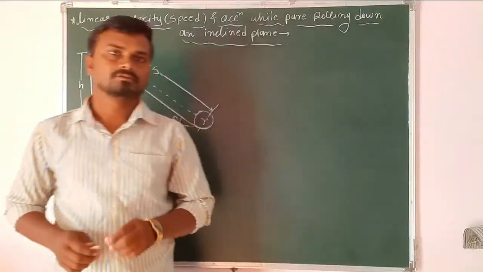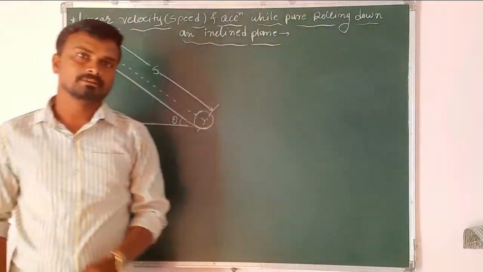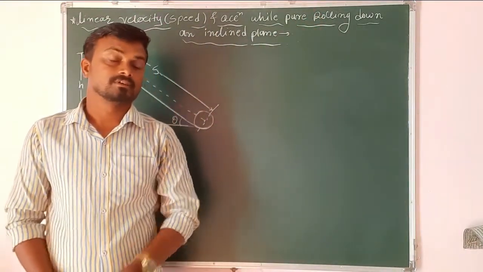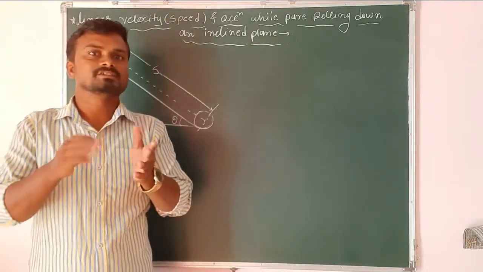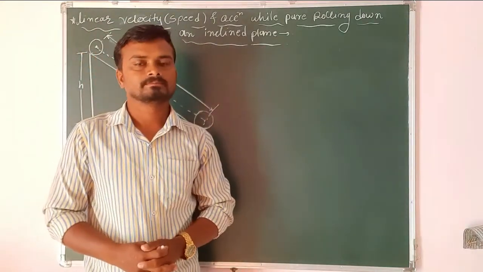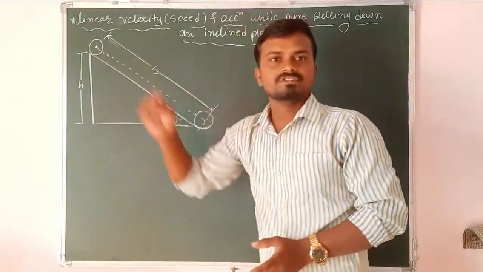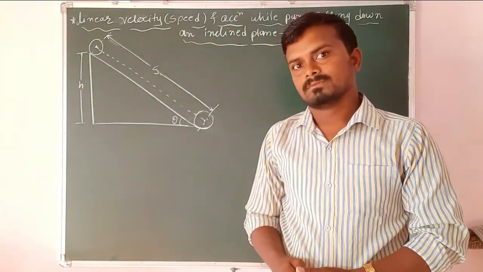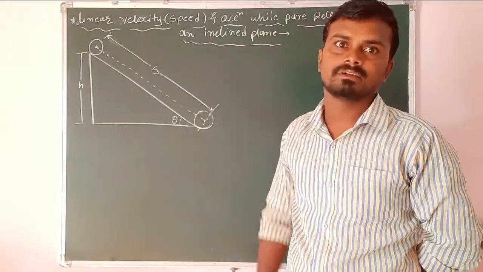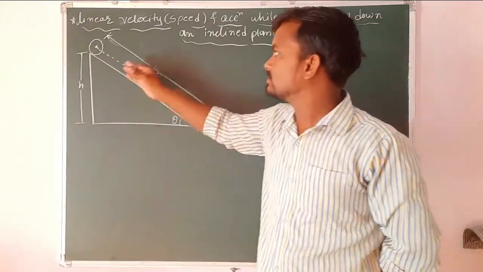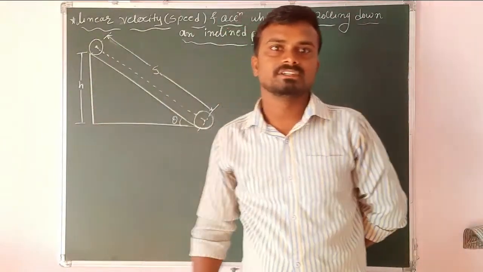We have to discuss the linear velocity or speed and acceleration while rolling down an inclined plane. You have to find the expression for linear velocity and linear acceleration of an object if the object is rolling down over the inclined plane. Consider an object of mass m and radius r rolling down over an inclined plane of angle of inclination theta. Theta is the angle of inclination. In that rolling motion, the object covers a total distance s. The height of the object is h.